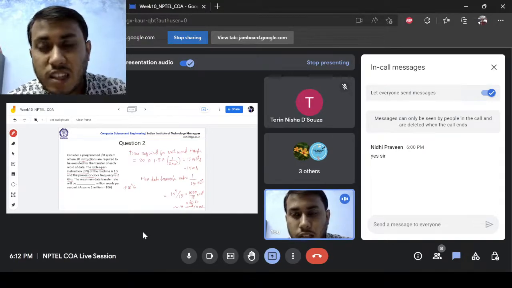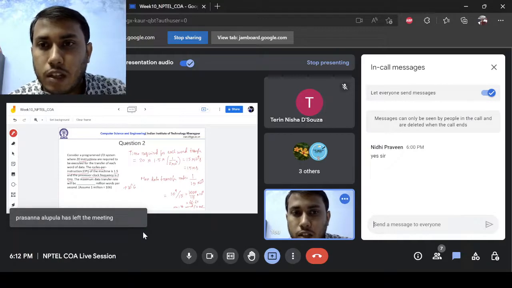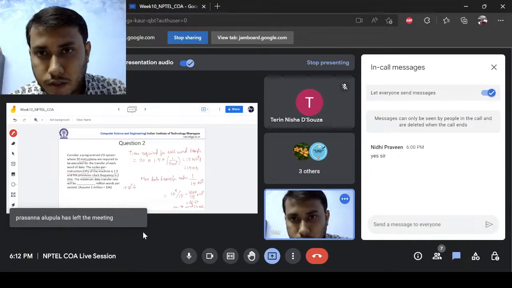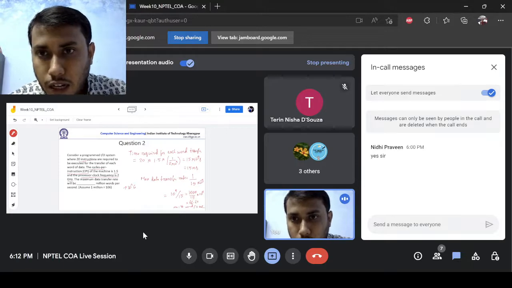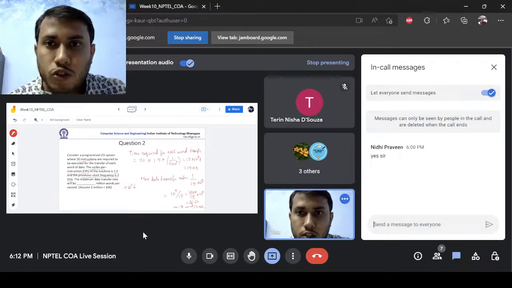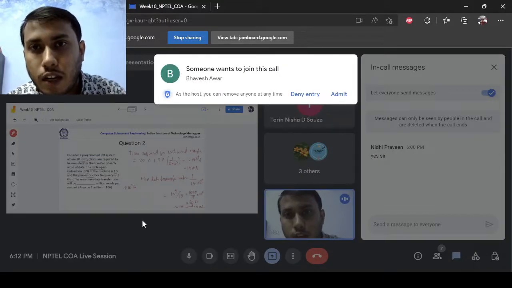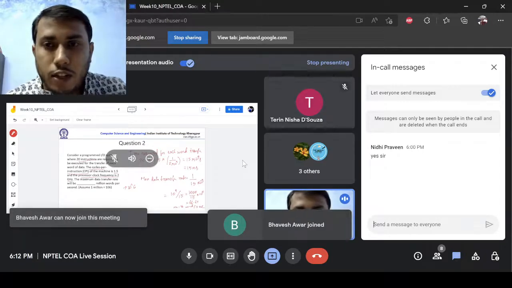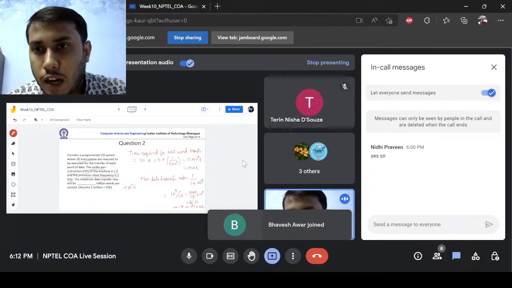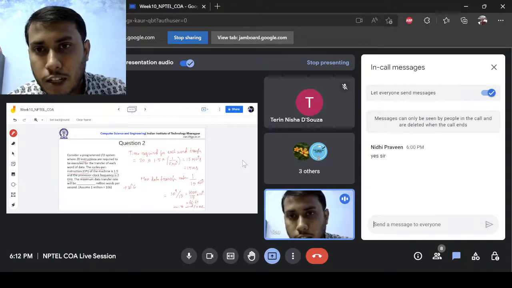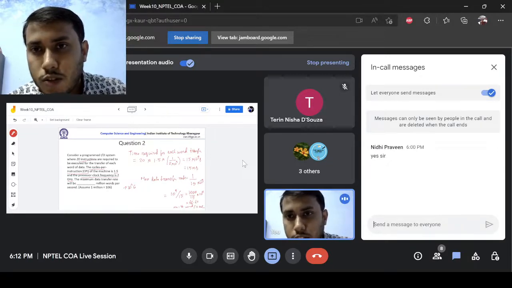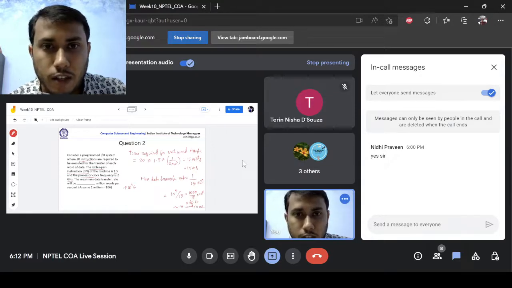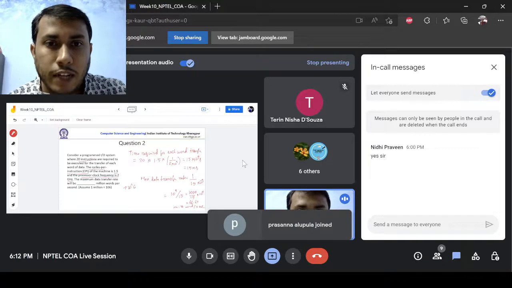What is the CPI given? The number of cycles required per instruction is 1.5. Next, it is given that the clock frequency is 2 gigahertz. So the time required for each word transfer is basically 20 into 1.5, that is, 20 is the number of instructions into the number of cycles per instruction. And what is the cycle? One cycle is 1 by 2 into 10 to the power 9, that is the one clock cycle. So the total time required is 15 nanoseconds.